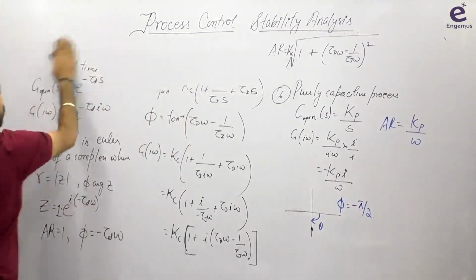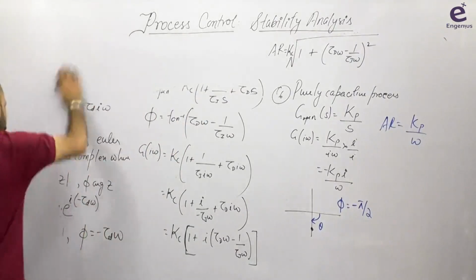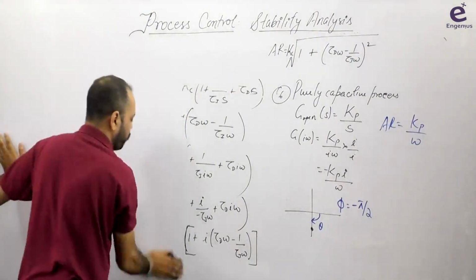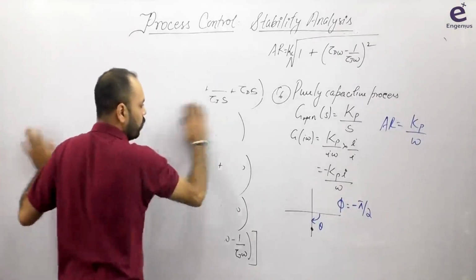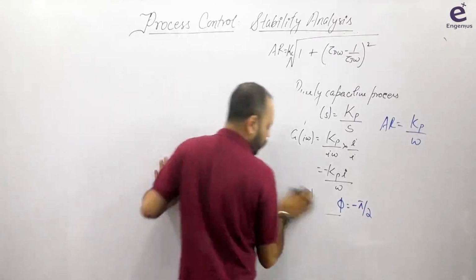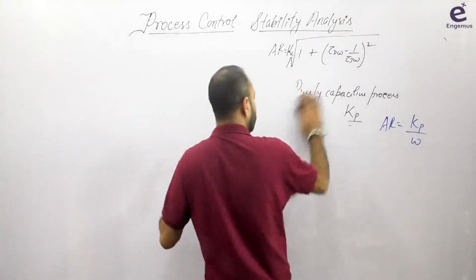We are still doing the frequency response analysis. I have raised the topic, but still frequency response analysis. Okay, let me take 2 examples and let me show you how you find the AR and phi. And after that, AR and phi part is done.